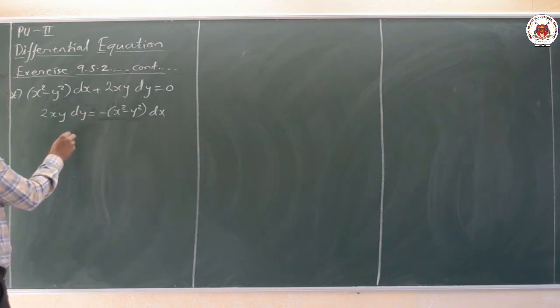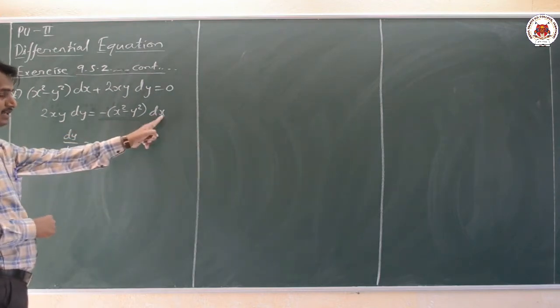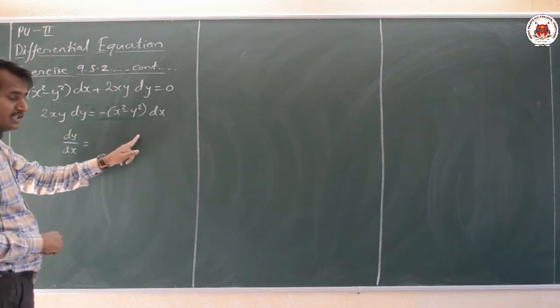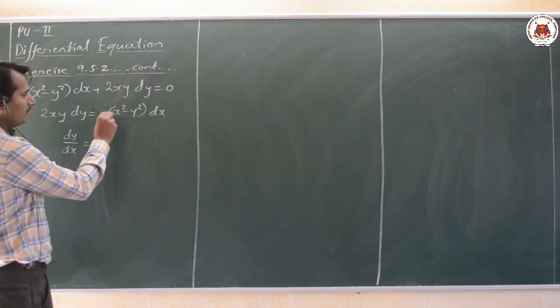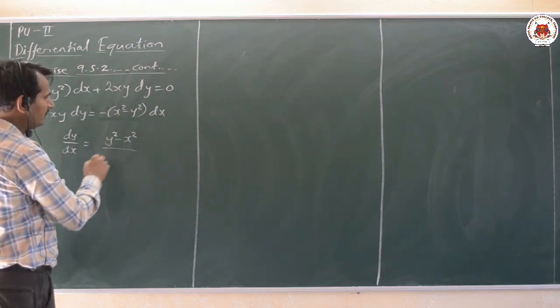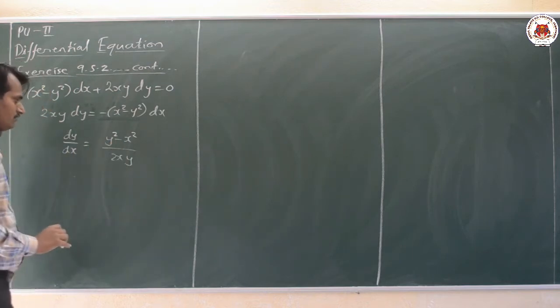Now I can rewrite this as dy divided by dx, by cross multiplication: dx goes to the denominator and 2xy goes to the denominator of the RHS. If you multiply by minus, what we get is dy by dx equal to (y square minus x square) divided by 2xy, dear students.